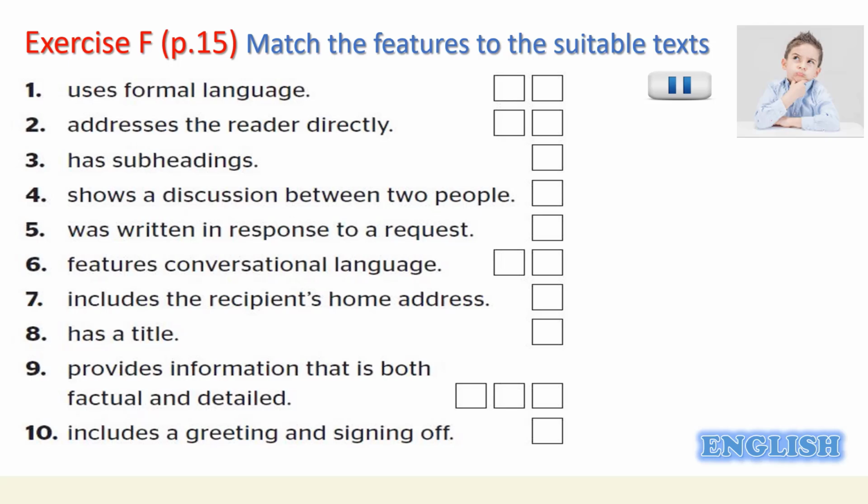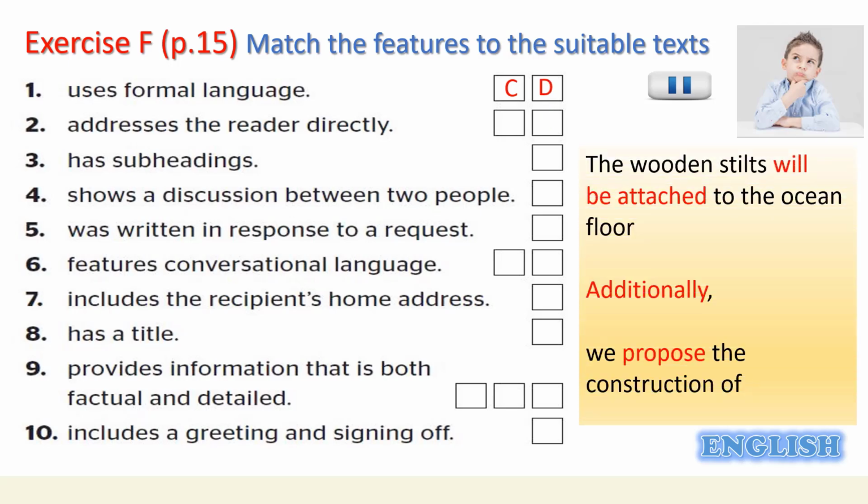Now let's correct. Number 1, uses formal language. The writer used formal language in 2 texts. They are text C and text D. Very good. You have the passive voice "will be attached", formal linkers "additionally", and advanced vocabulary "propose".